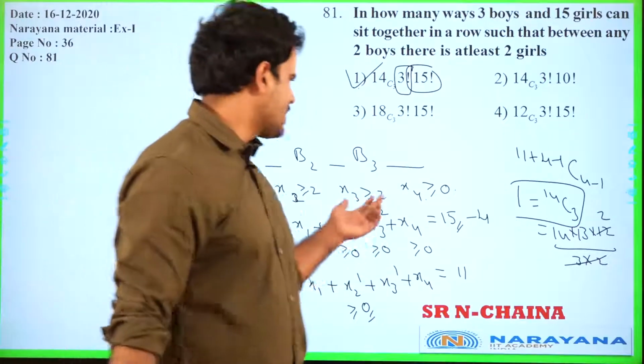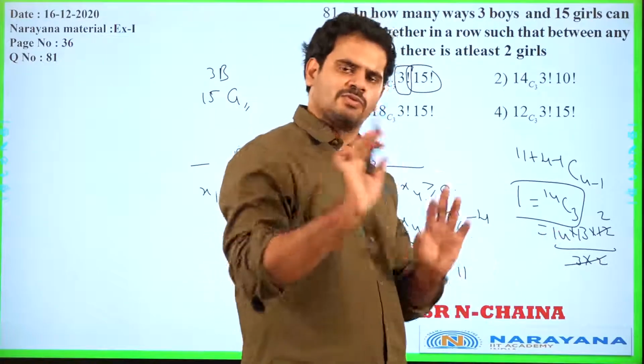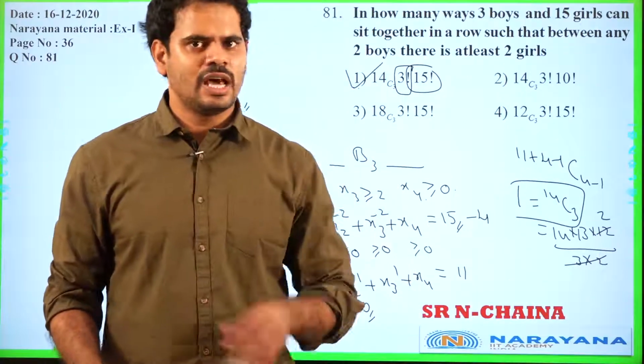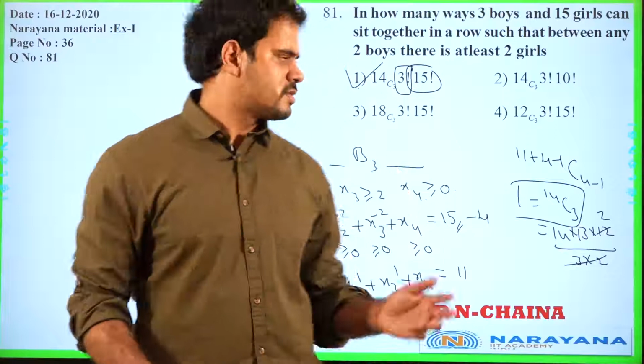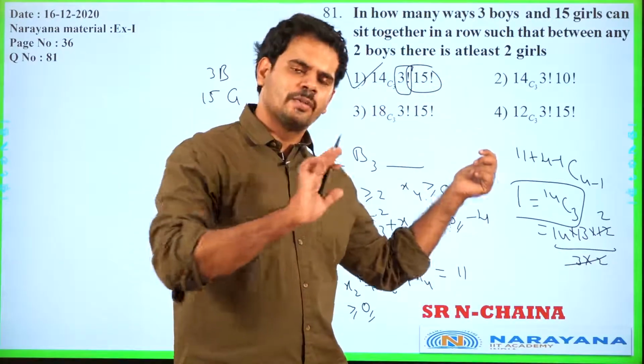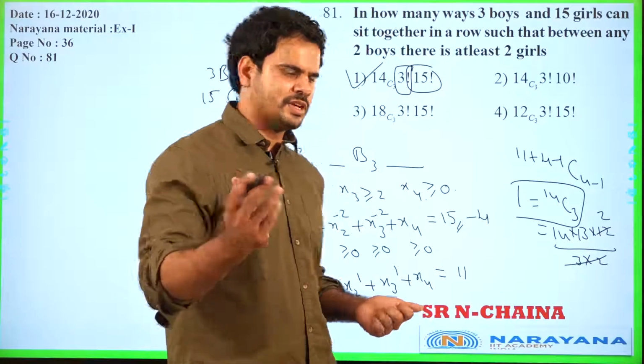First, people, I'll see what are the possibilities we have. That is 14C3. Now what I'll do, people? I'll arrange the boys, 3 factorial. I'll arrange the girls. It's how much, people? 14C3, 3 factorial and 15 factorial. I hope everyone got it. Let us go for the next.